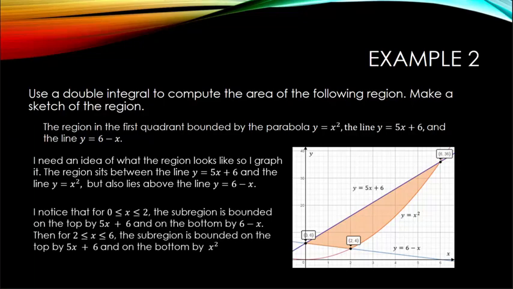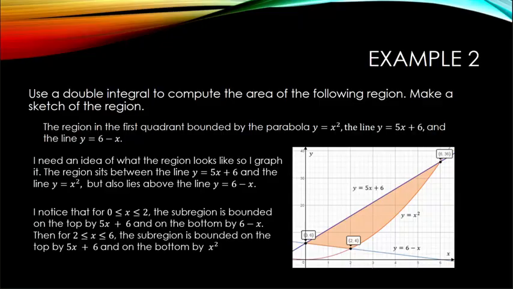I notice that when x lies between 0 and 2, the subregion is bounded on the top by 5x plus 6 and on the bottom by 6 minus x. And then in the region from 2 to 6, the subregion is bounded on the top by 5x plus 6 and on the bottom by x squared.